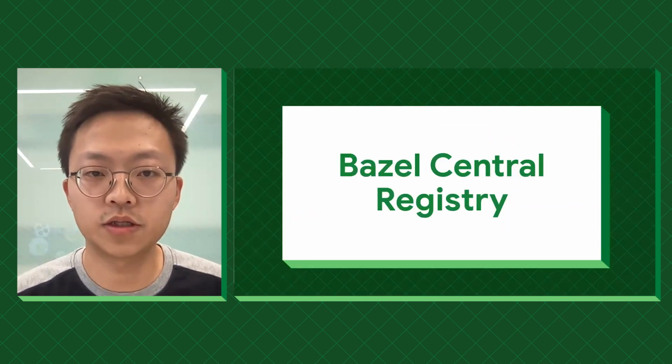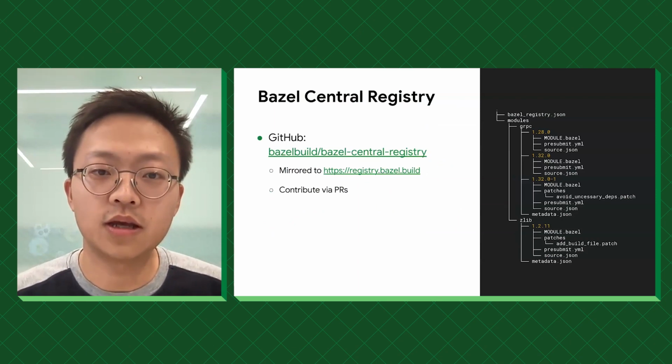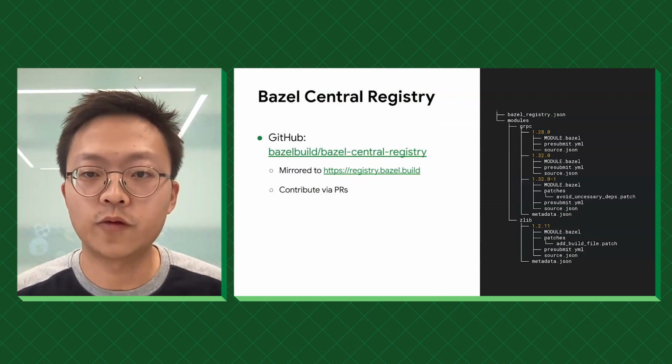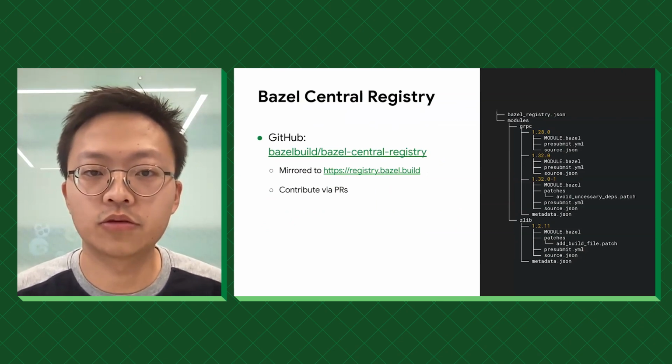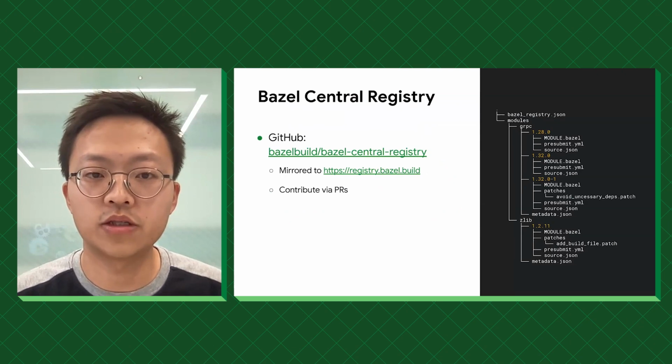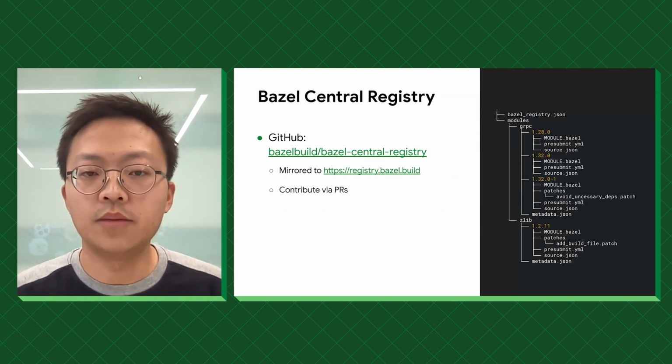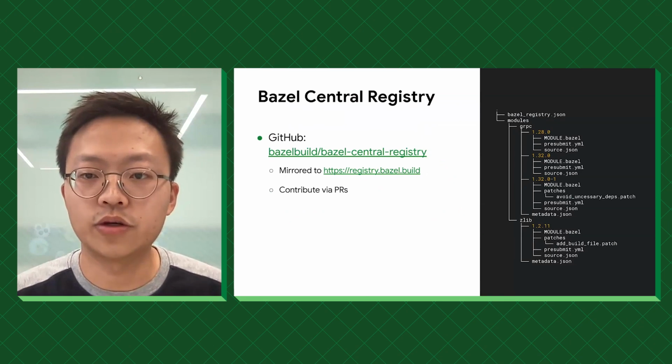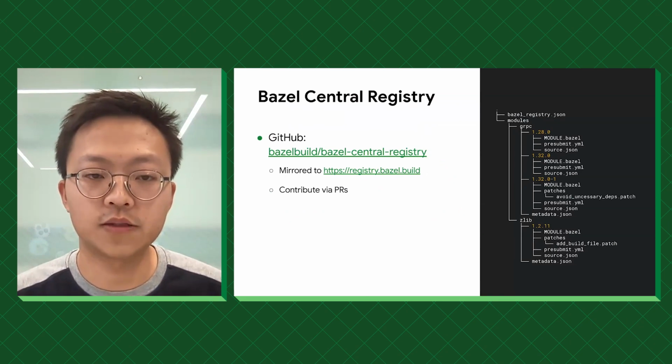So next, Bazel Central Registry. As I mentioned, Bzlmod fetches bazel_deps from Bazel registries. A Bazel registry is an index of Bazel modules. To create a more unified ecosystem, we initiated the Bazel Central Registry. It is a recommended place to publish your Bazel open source projects. We manage the Bazel Central Registry on a GitHub repository and mirror the content of the main branch to a static website, registry.bazel.build. Because it's a GitHub repo, anyone can contribute to it through a pull request.